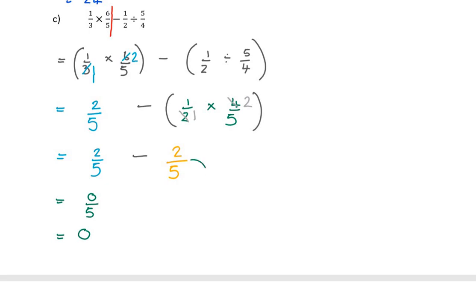I could have jumped straight from there to there, because I should have said to myself, well, if you have a number and you take it away, it's gone. So I'm left with nothing. Now that's the end of mixed operations.